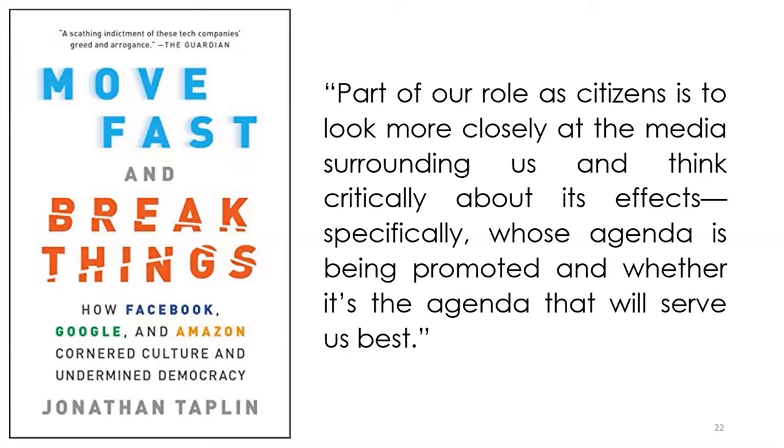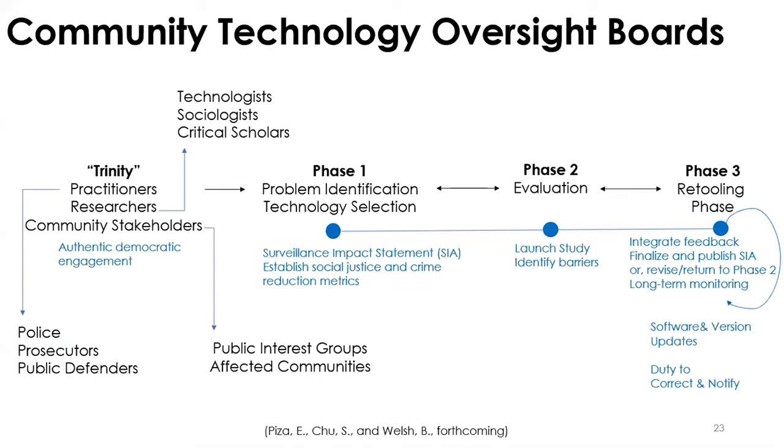And Jonathan Taplin, who wrote this book, Move Fast and Break Things, looking at how tech companies have impacted democracy, says that part of our role as citizens is to think more closely about the media surrounding us and think critically about its effects, specifically whose agenda is being promoted and whether it's the agenda that will serve us best. So how do we do this? How do we incorporate all the voices at the table?